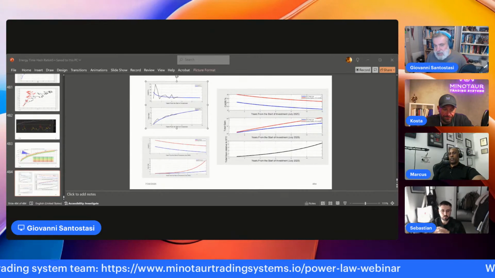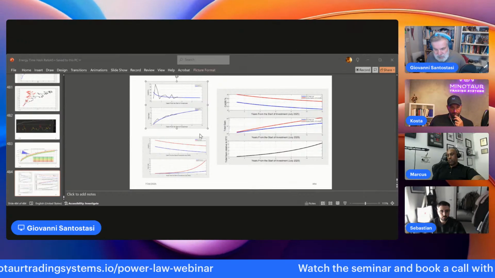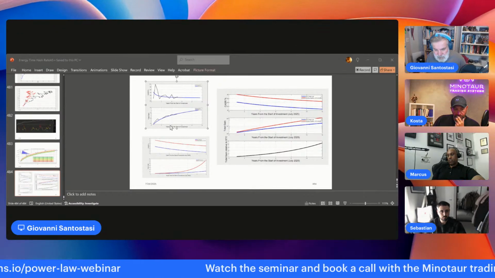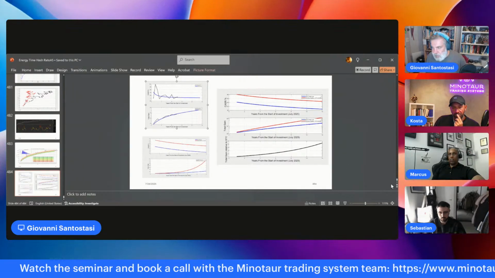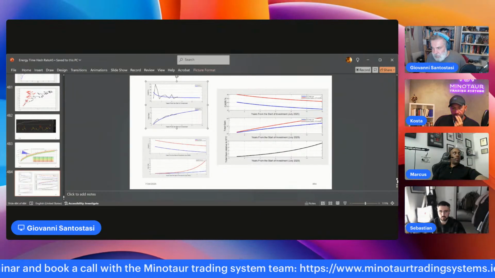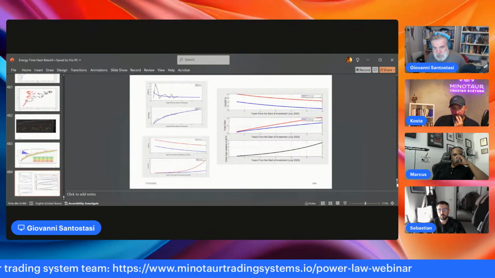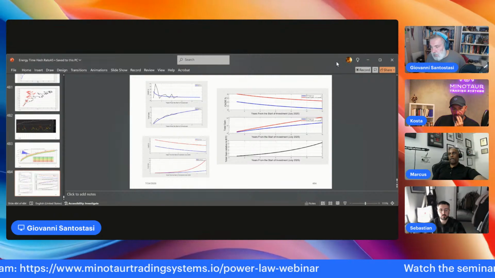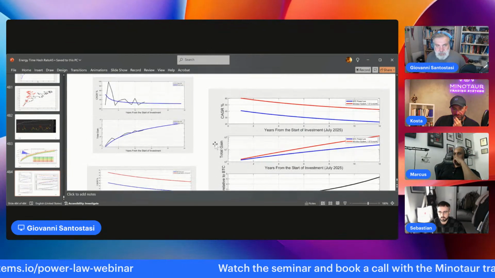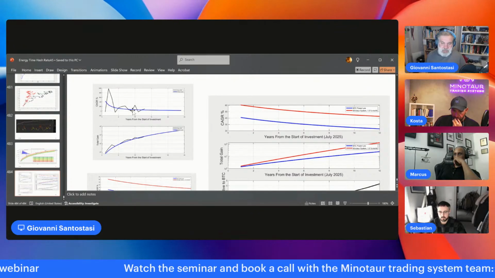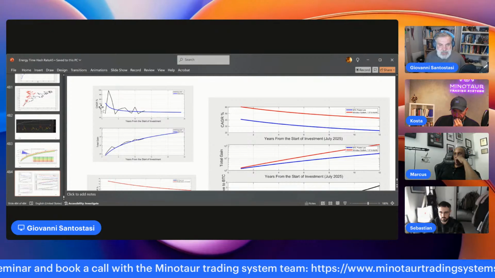But this graph, I don't know if you can really see it, but let me see if I can make it a little bit bigger. It's really a powerful graph. So what I'm trying to show here. Well, first of all, this is an interesting graph. Let's go back. Let me zoom in. So this first graph here is showing what to expect from Bitcoin, right? In terms of percentage per year.